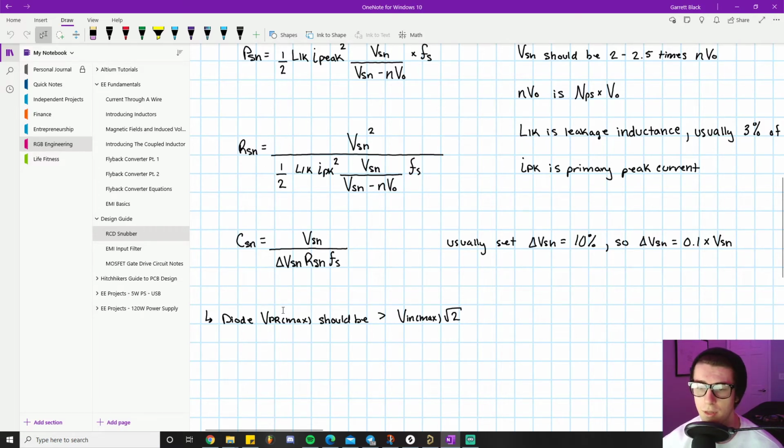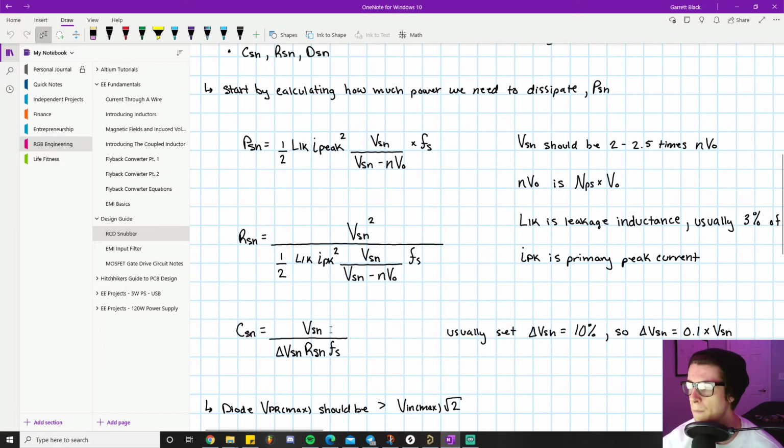And the last note I have here is for the diode. Make sure that the peak reverse max of our diode needs to be greater than the VIN max times square root of 2. So if you're doing a universal AC input, which has a maximum input voltage of 265 volts, then you're looking at 375 volts on your peak reverse max.